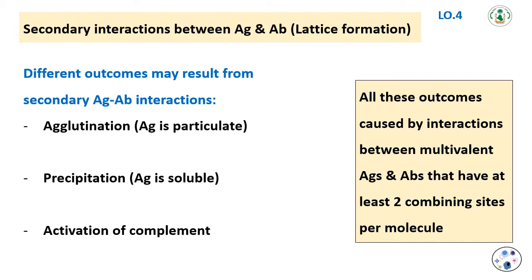Secondary interactions between antigen and antibody, lattice formation. Different outcomes may result from secondary antigen-antibody interactions: agglutination, when the antigen is particulate; precipitation, when the antigen is soluble; and activation of complement.